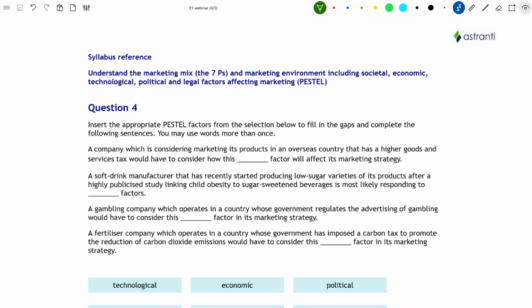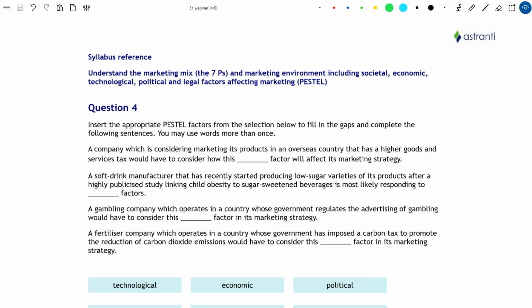And to demonstrate that, we can see that we've got the CIMA syllabus reference here at the top, which requires you to understand the marketing mix and the marketing environment, including a PESTEL analysis or the PESTEL factors. And in this question that we're going to look at, we're just going to be focusing on the second part, looking at these PESTEL factors. But you can see that we're looking specifically at a marketing concept. There's no mention of the finance function in here.